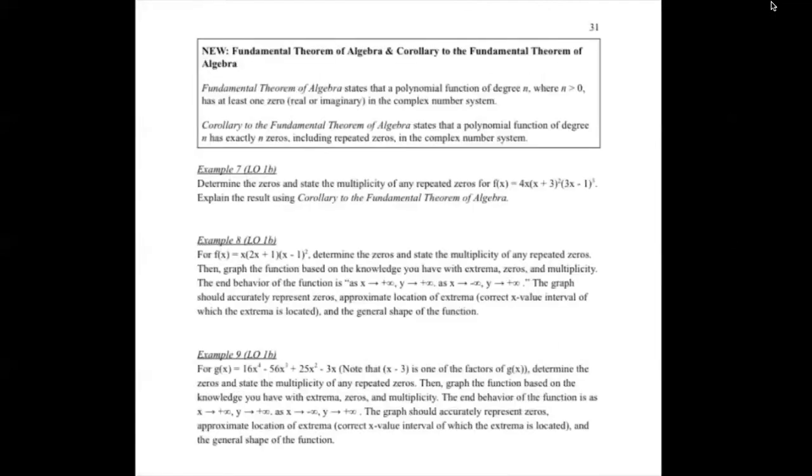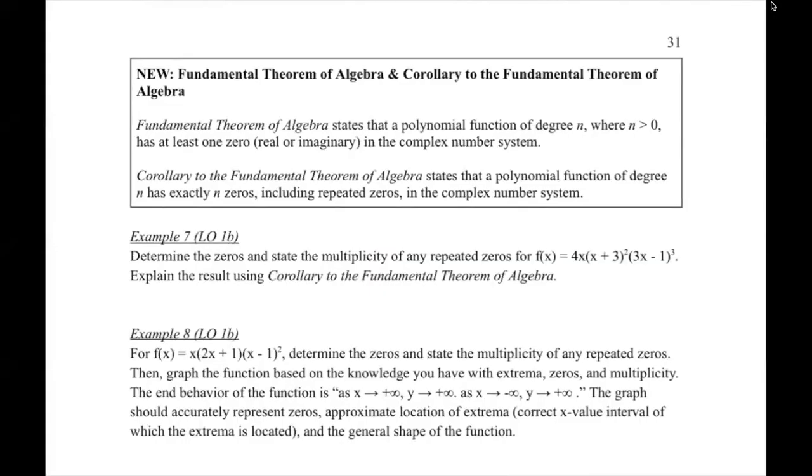Now let's learn about the fundamental theorem of algebra and the corollary to the fundamental theorem of algebra. The fundamental theorem of algebra states that a polynomial function of degree n, where n is greater than 0, has at least one zero, real or imaginary, in the complex number system. The corollary states that a polynomial function of degree n has exactly n zeros, including repeated zeros, in the complex number system.